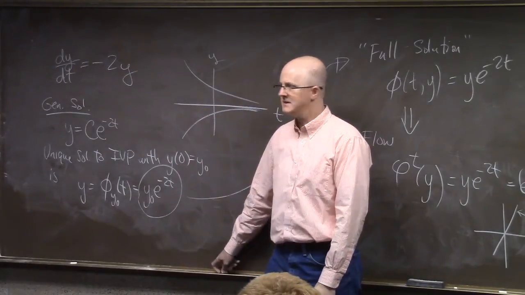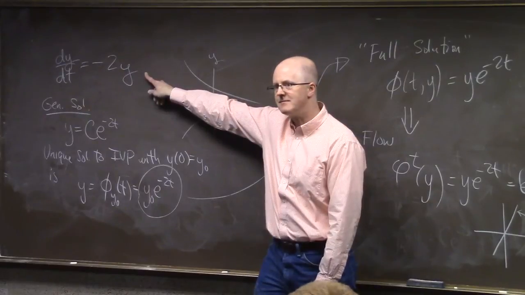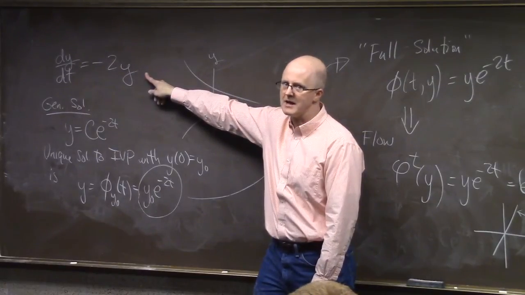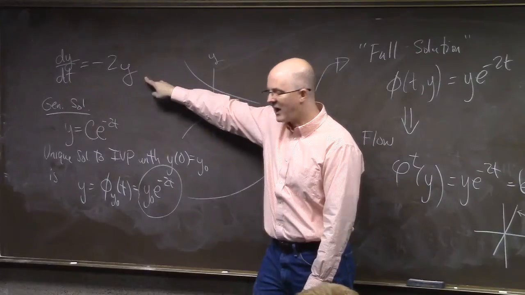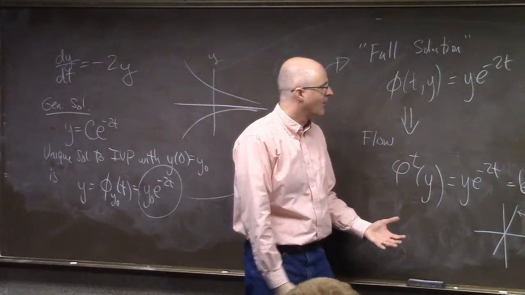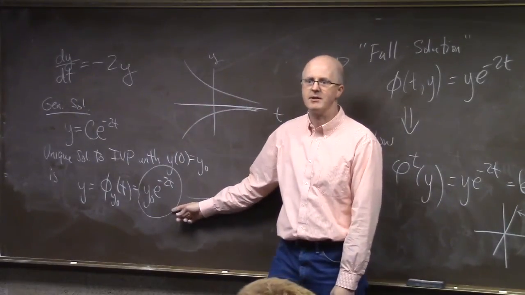But it only works nicely when the equation is autonomous. It actually doesn't work at all when the equation is not autonomous. And for autonomous equations, it only works really nicely when solution curves don't blow up. They don't have any vertical asymptotes.